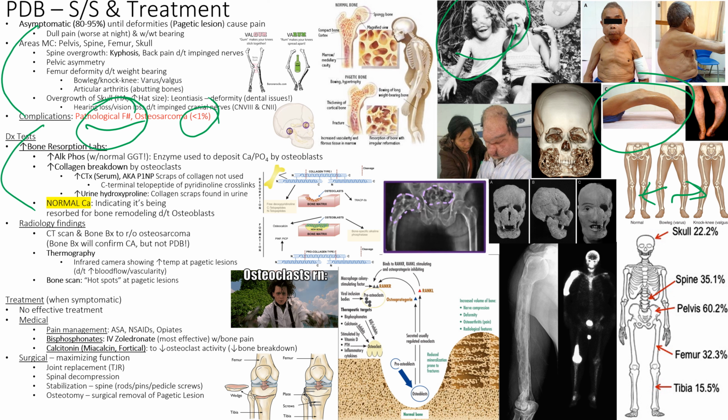What else? Collagen breakdown. The osteoclasts are cleaving bone left and right, so you can get those CTX fibers. You can measure that. Also, you can measure other collagen fragments in the urine. They're called hydroxyprolines. There are collagen scraps from all the collagen breakdown.